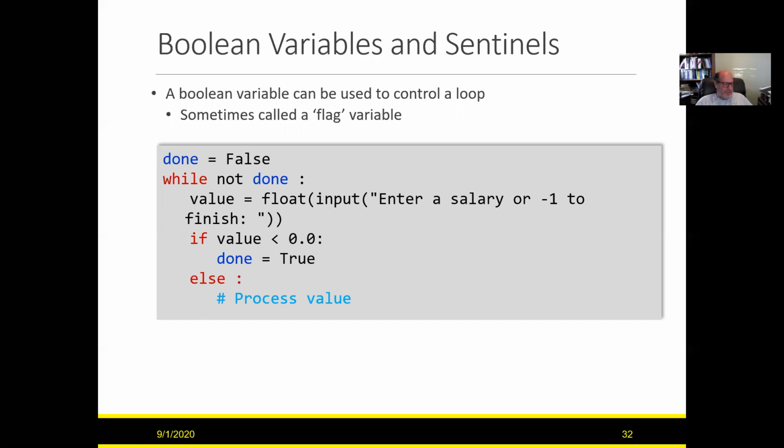We can set a Boolean variable. So we can say while not done, we start with false. So not false is true. And we can stay in this while loop till a condition happens. And if that condition happens, we can change our Boolean variable to true. So we can put that one in there for the while loop.